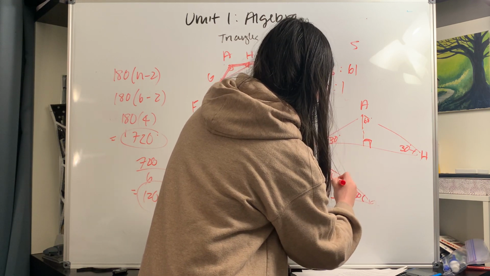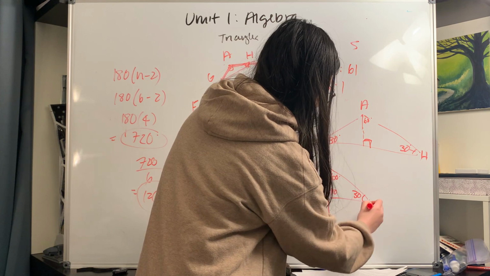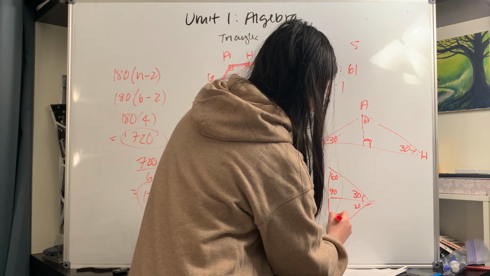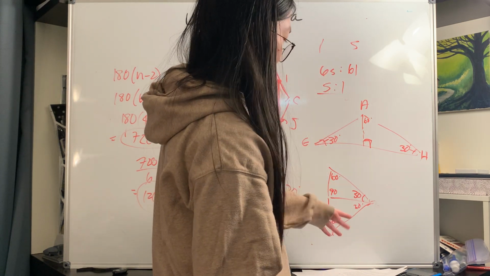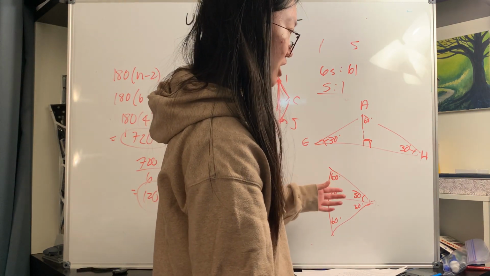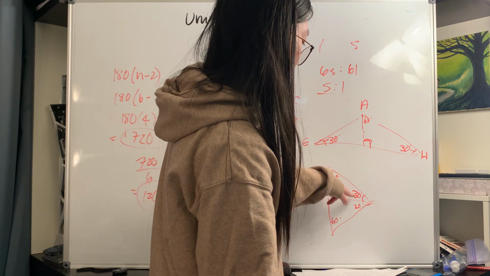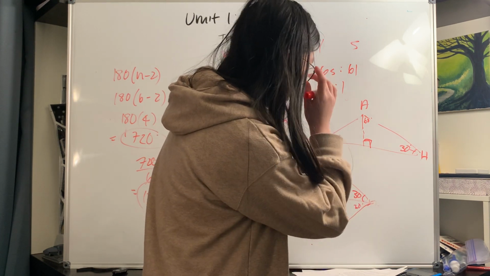30, 60, 90. The thing about a 30, 60, 90 degree triangle is that it's half of an equilateral triangle. If you visualize this, it makes more sense. All of the angles of an equilateral triangle are equal as well, so this is 60 degrees, 60 degrees. 30 plus 30 is also equal to 60 degrees. Then we can label the sides.